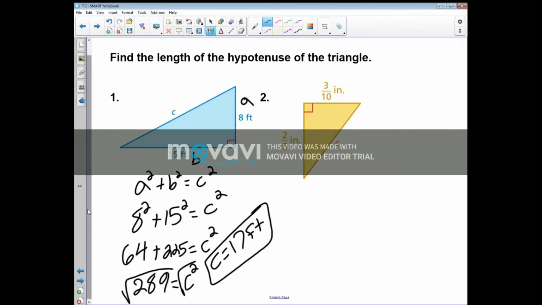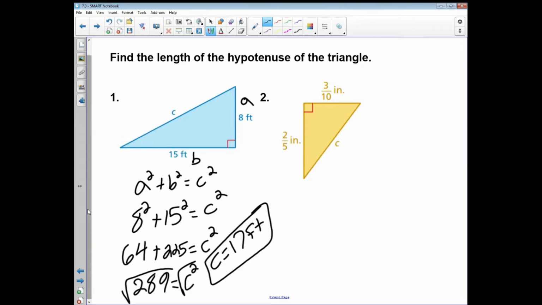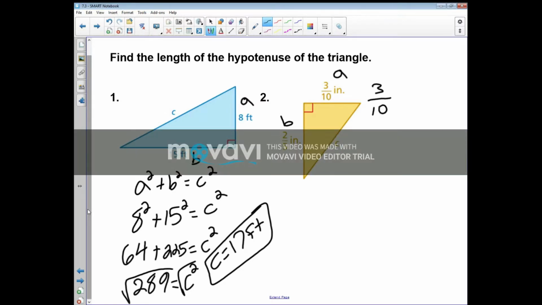So let's go and try 2. This one's a little bit more complicated, but you guys should be able to figure it out using your knowledge of fractions. So again, two shortest sides, 3/10 and 2/5, A and B. So we're going to plug them in. We're still going to square them, okay? All right, if I'm running out of room here a little bit, that's supposed to equal c squared, okay?